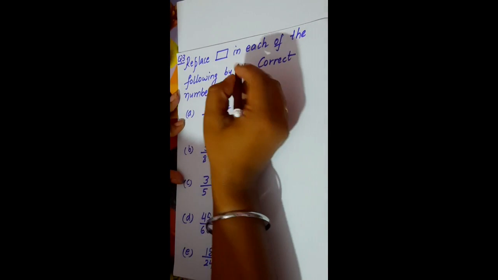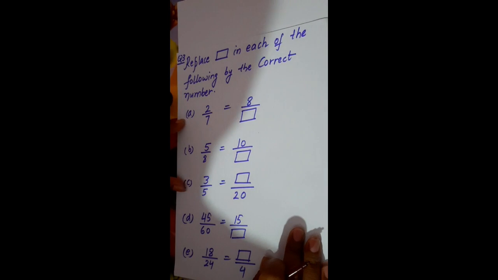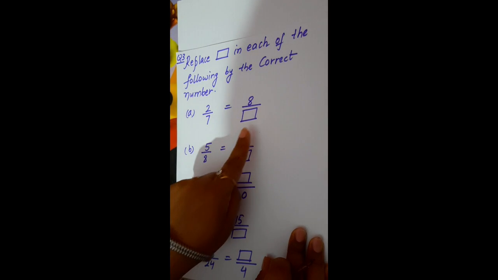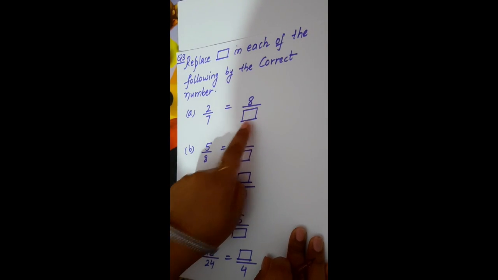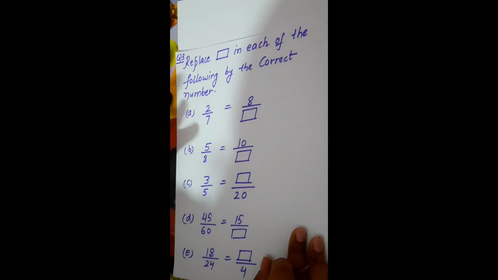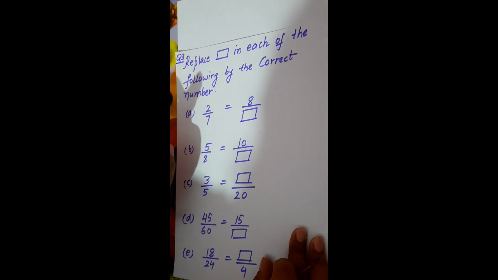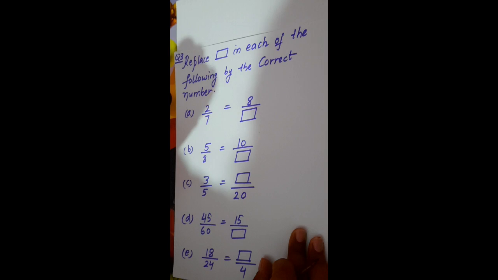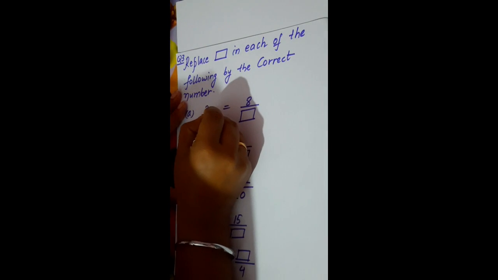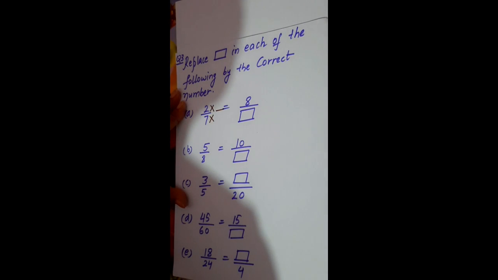Next we have third question. Replace this box in each of the following by the correct number. In this, 5 parts are given to you and you have to fill that blank by the correct number. Now here we have 2 upon 7 is equal to blank upon 28, so it means these fractions are equivalent. 2 is lesser than 8, so it means you have to multiply so that you will get 8. So we have to find out by which number you multiply 2 so that you will get 8.